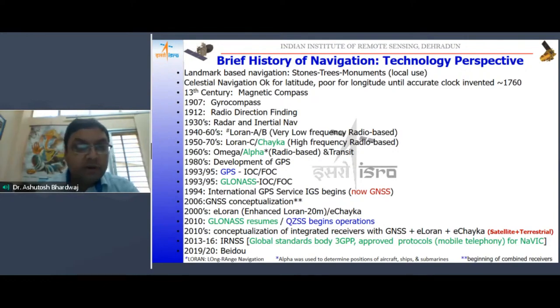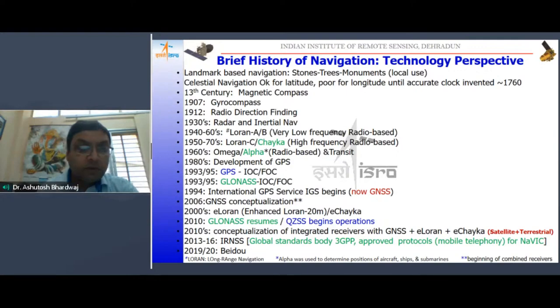All that was done with the help of the Doppler effect, the Doppler shift method, and the location of the satellite in the orbit was treated as the unknown, whereas on the ground we have stations which have known positions. That is how we started getting the position of objects in space with the help of the Doppler shift.